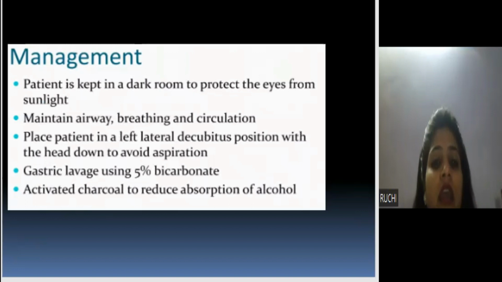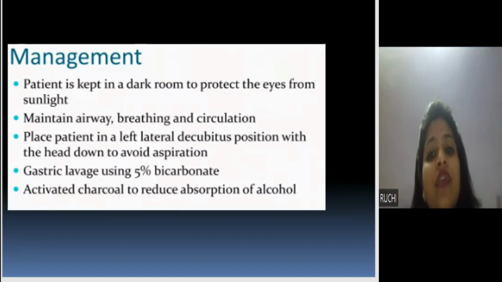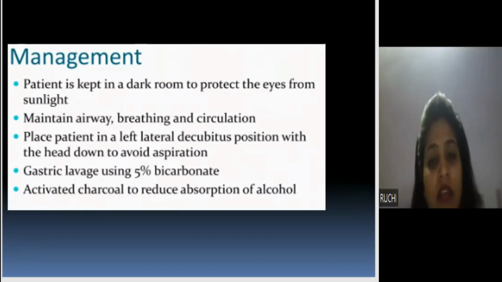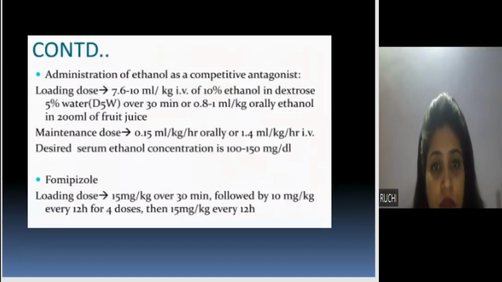Maintain airway. Again, airway, breathing and circulation are the key for alcohol intoxication. Supportive management is a must. Place the patient in left lateral decubitus or a propped up position to avoid aspiration. Gastric lavage is indicated in these cases, and 5% bicarbonate can be used in the gastric lavage. It will help in decreasing the acidosis as well as rapid removal of methanol. Activated charcoal is given to reduce absorption of alcohol.